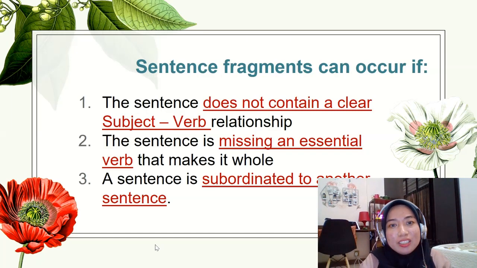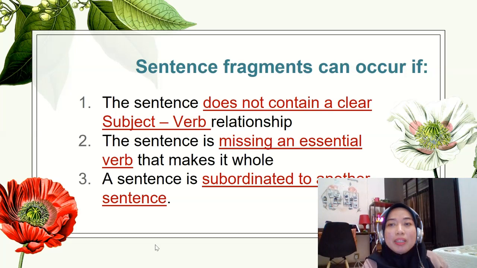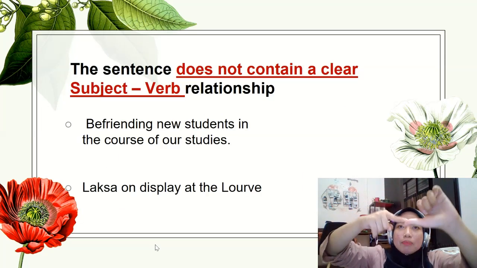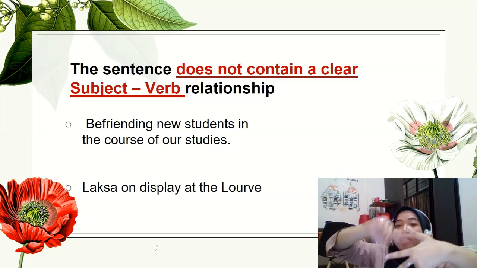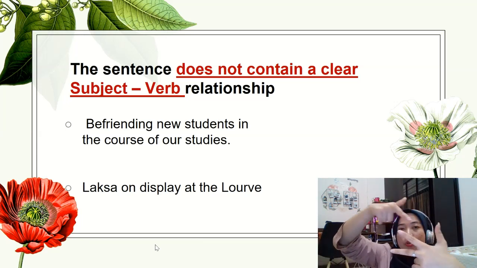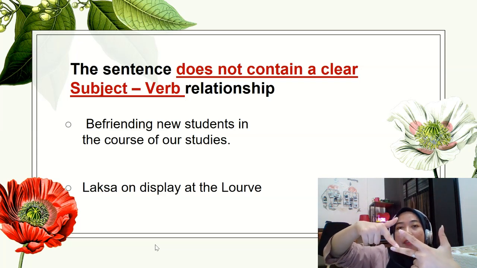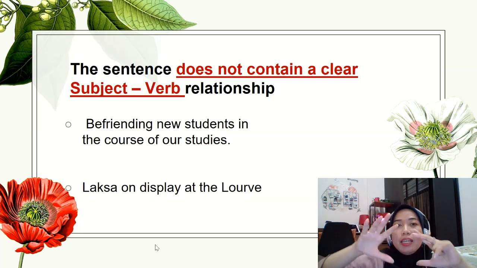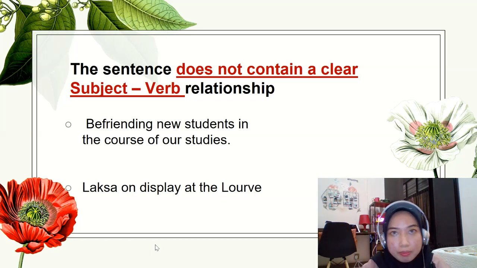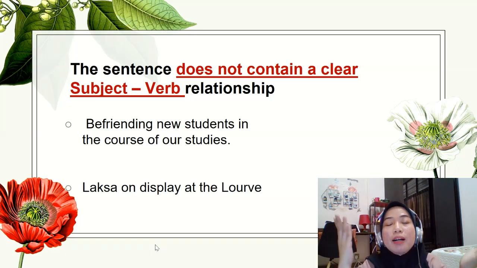All right? So, a sentence fragment can happen if there is no clear subject-verb relationship, when the sentence is missing an essential verb, or when the sentence is subordinate to another sentence. Basically, if your subject, your verb, and your object is incomplete, if you don't have a subject, or if you don't have a verb, or even if you don't have an object in the whole sentence, it becomes a fragment. Remember, if you don't have one of these, subject, verb, object, it becomes a fragment.